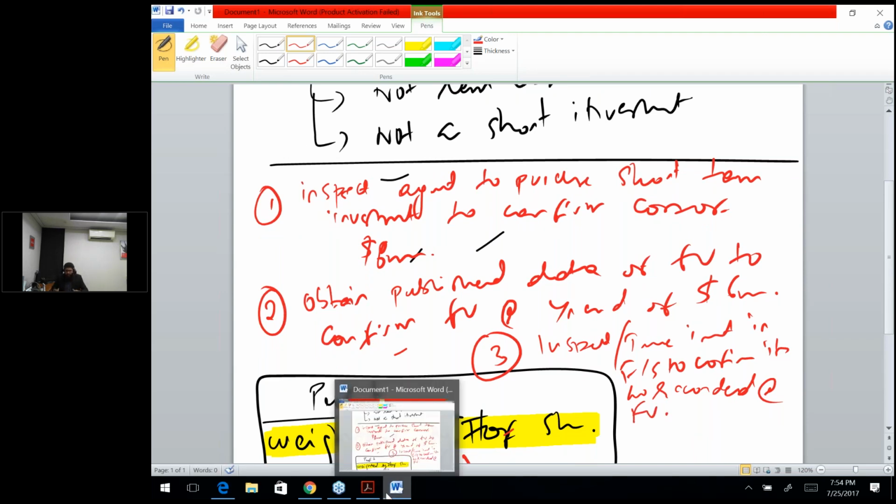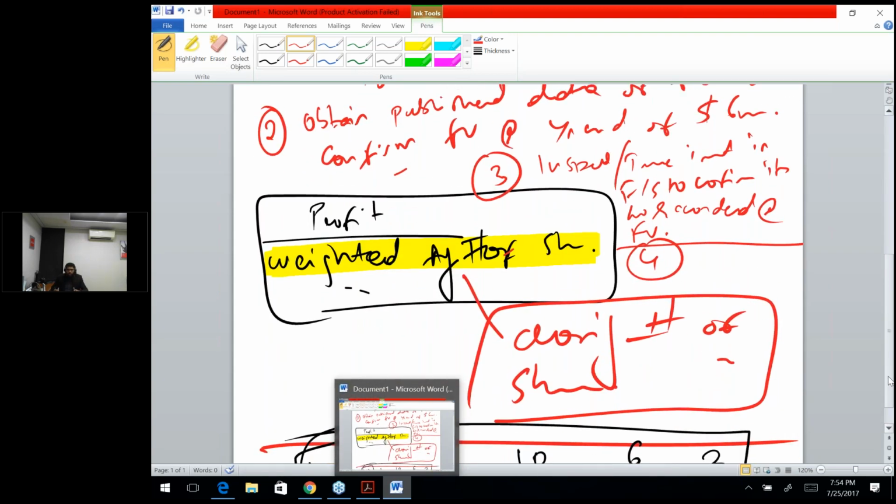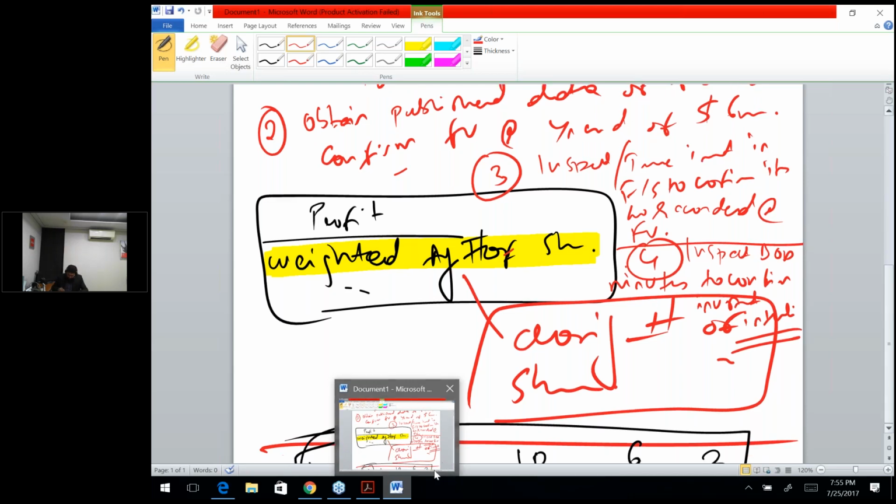So these could be the risks, and then there is another risk that this might not be a short-term investment. When there is a risk that this might not be a short-term investment, what could we do in order to verify this risk is that we could actually inspect board minutes, BOD minutes, to confirm investment intention. So this is actually done over here.